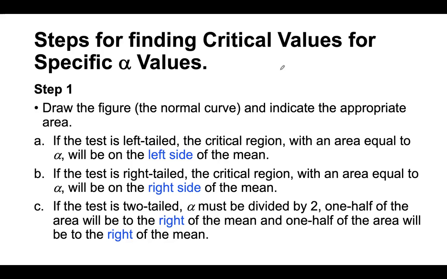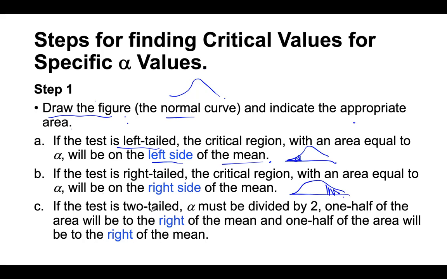So, steps for finding the critical values for specific alpha values. The first step is to draw the figure. Always draw a picture. This is basically that normal curve, and indicate the appropriate area. If the test is left-tailed, the critical region with an area equal to alpha will be on the left side of the mean. That's what I earlier drew. If the test is right-tailed, the critical region with an area equal to alpha will be on the right side. These are all normal curves.